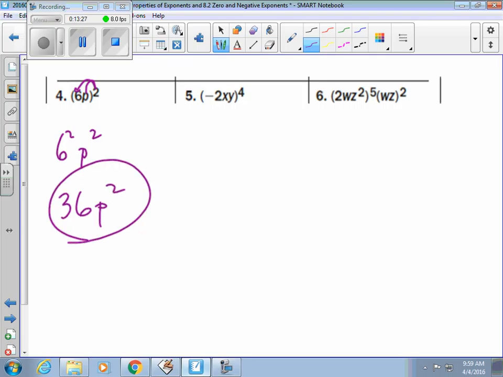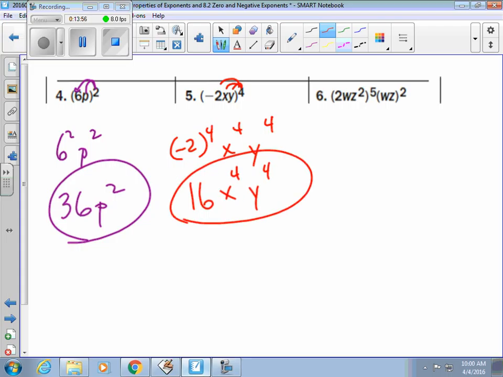Negative 2, x, y to the 4th. All three of those things get raised to the 4th power. Negative 2 gets raised to the 4th power. X gets raised to the 4th power. And y gets raised to the 4th power. Negative 2 times negative 2 is positive 4. Times negative 2 is negative 8. Times negative 2 is positive 16. X to the 4th, y to the 4th. And the only reason I evaluated that last one out is because it's easy. Whereas 4 to the 9th from earlier is not quite as easy.